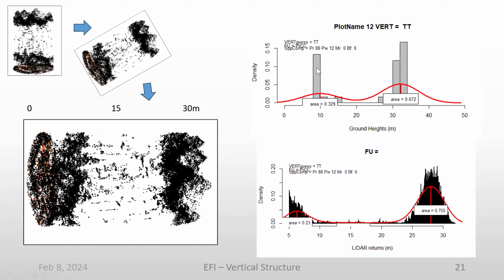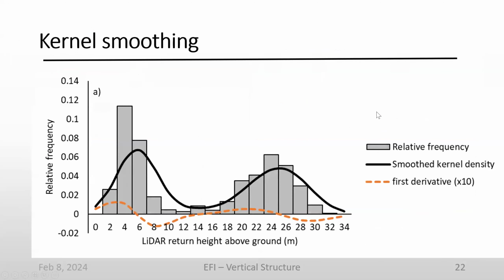The histogram at the top is the same thing, but rather than LiDAR returns, it's the measured tree heights on the ground. And again, there's apparently 2 layers there. There's a bunch of trees with heights around 10 meters, and then a bunch of trees with heights around 30, 32, 35 meters. So we looked at that histogram. We fit a kernel smoothing to that histogram, and we looked at the first derivative of that as well. So we can see those 2 distinct bulges. There's those 2 layers. The maximum of the layers correspond to where this first derivative is 0.